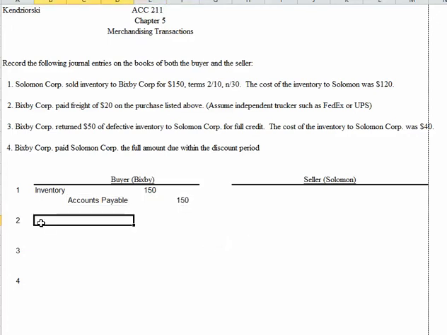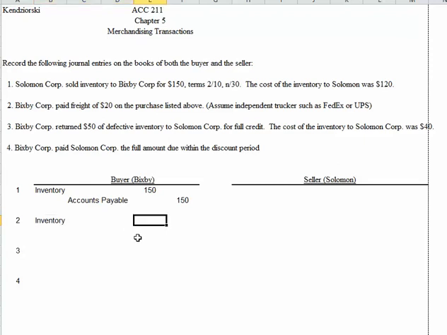Going down to the second entry, now our buyer, Bixby, is paying freight of $20 on that purchase. And we'll just assume here that the freight is being handled by an independent trucking company like FedEx or UPS. So you might initially think here that if our buyer is paying freight, maybe I need to debit something like freight expense. That's not what we're going to do. What we're going to be debiting is inventory.